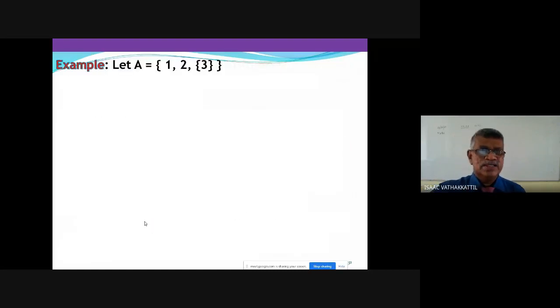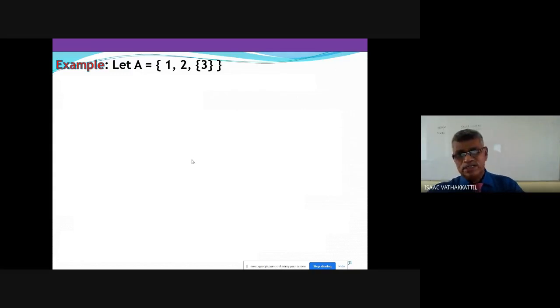Okay, let us take an example. See here, this set A contains three elements. Which are the elements here? First element is 1, another element is 2, and another element is not 3, it is a set {3}. A set can be an element of another set, no problem, because a set can contain any type of elements. It doesn't mean that it cannot contain a set. A set A is having three elements. First element is 1, another element is 2. I don't need to say first, second, third.